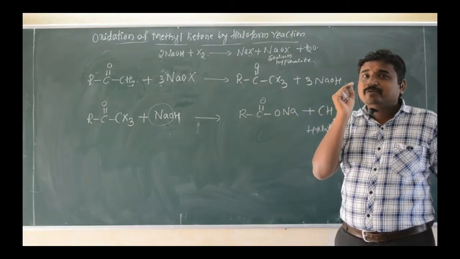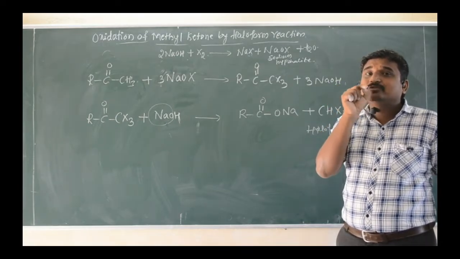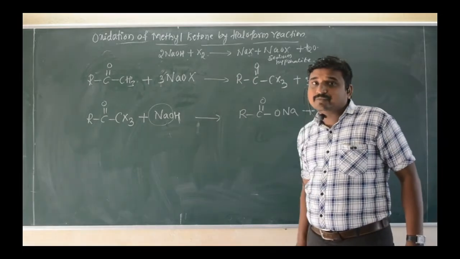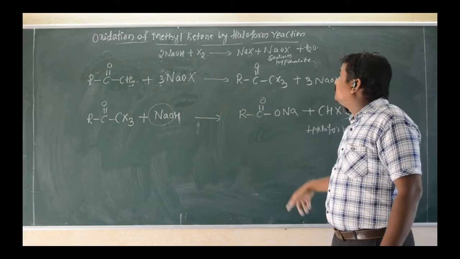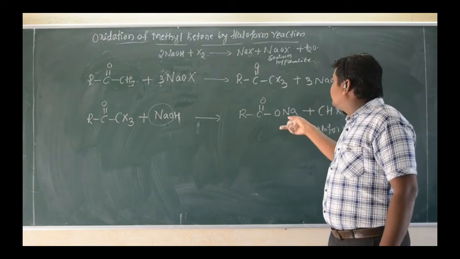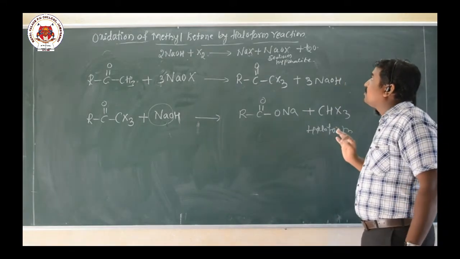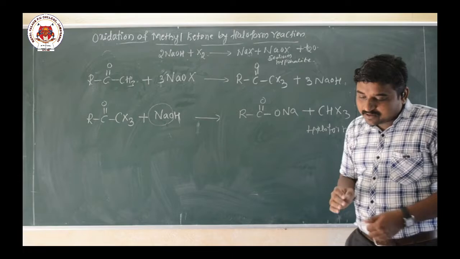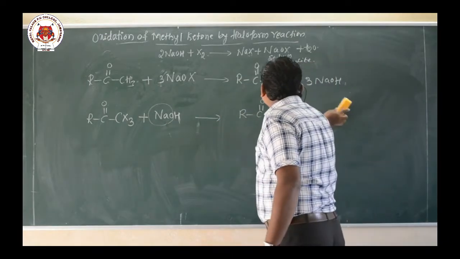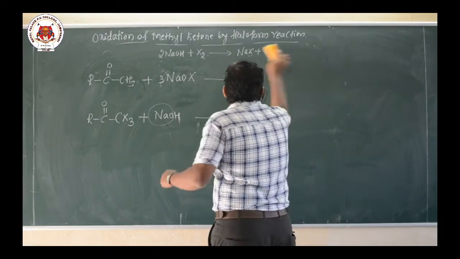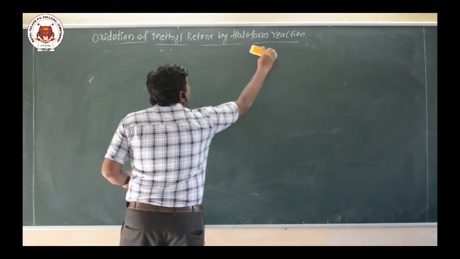Where already we know that ketone means they have a carbonyl carbon. Here at least one valency of that carbonyl carbon is satisfied by a methyl group. That methyl group undergoes oxidation by sodium hypohalite, so that will produce sodium salts of carboxylic acid. This reaction is called the haloform reaction. Let us take one example for this haloform reaction: the iodoform reaction.